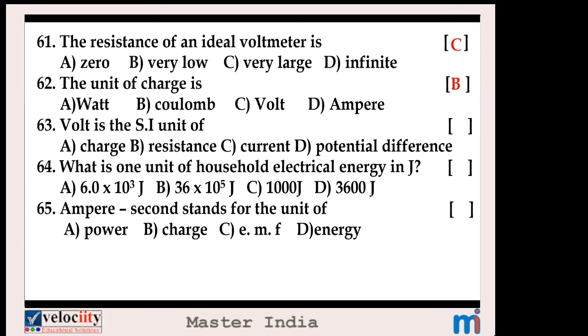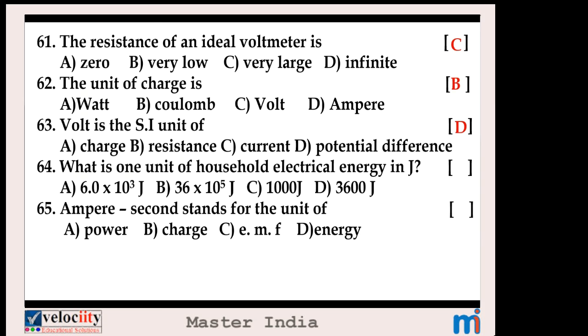63. Volt is the SI unit of option A. Charge, B. Resistance, C. Current, D. Potential difference. Answer is D. Potential difference.